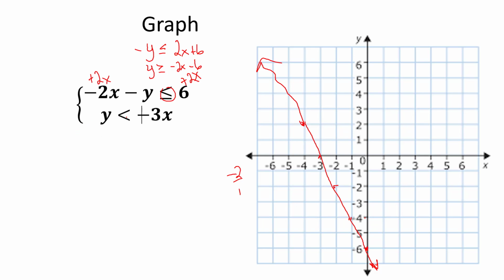All right, now my next equation, let's go ahead and just graph y is less than 3x. Intercept is going to be 0. We go up 3 over 1, up 3 over 1, down 3, back 1, down 3, back 1. Remember, I need a dotted line.